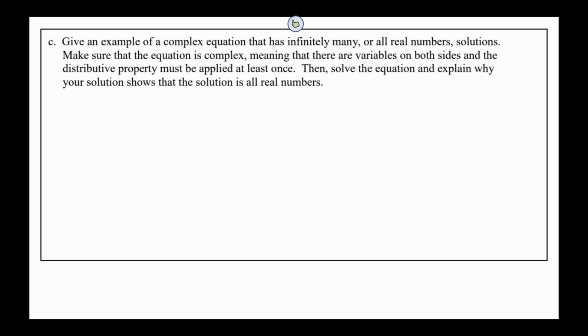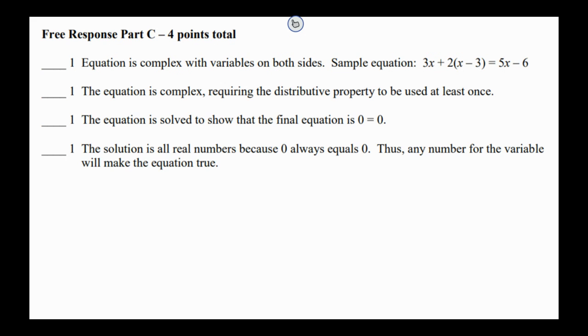Part C, give an example of a complex equation that has infinitely many or all real numbers solutions. Make sure that the equation is complex, meaning that there are variables on both sides, and the distributive property must be applied at least once. Then solve the equation and explain why your solution shows that the solution is all real numbers. This was worth 4 points.